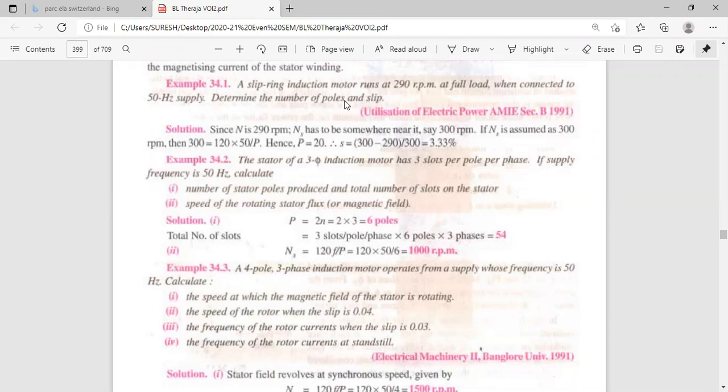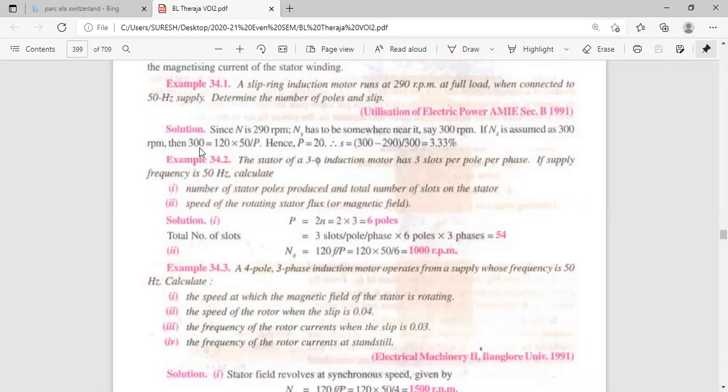Actually, he has to give ns. In the problem, they have not given ns; data is missing. Since n is 290 RPM, ns has to be somewhere near it. Take ns is equal to 300 RPM. But in the exam, we should not assume; they will give ns. Now n is 290 and ns is 300. What is the formula for ns?